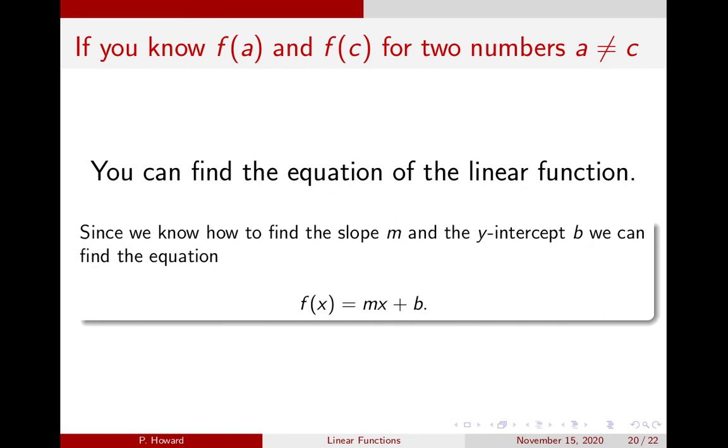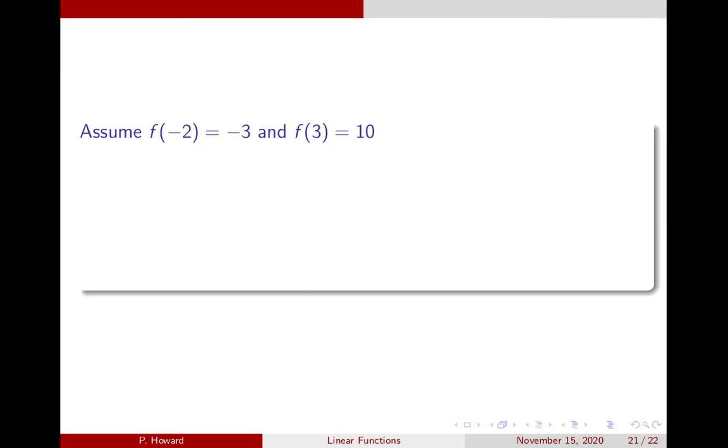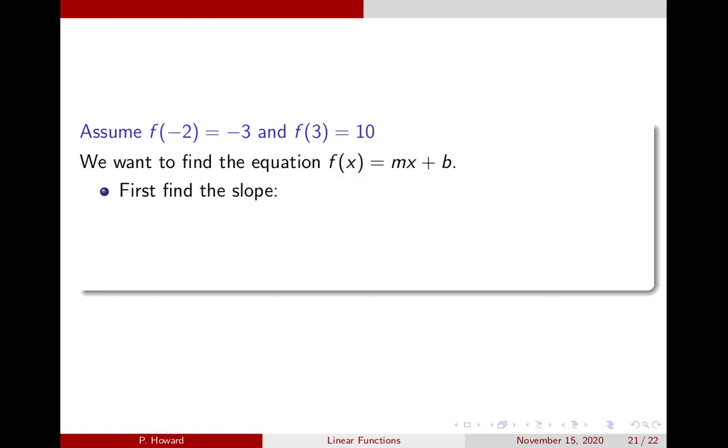So let's try this out on an example. Let's say f of minus 2 is minus 3, and f of 3 is 10. So I know f of a, and I know f of c for 2 different numbers, a and c. A is minus 2 and c is 3. We're going to repeat the same procedure that we've been going through. You first find the slope.